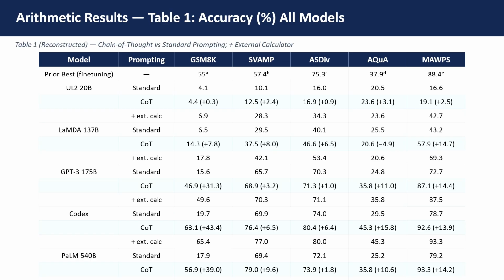Now, if we look at the arithmetic results, the accuracy of all models, then this table shows one of the strongest results in the paper. Across all models, chain of thought improves performance significantly. For example, GPT-3 15.6 to 46.9, Codex 19.7 to 63.1, and PaLM 17.9 to 56.9. And these are very large improvements. So what does this tell us? Reasoning ability is already present in the model, but it is not activated by standard prompting. So chain of thought acts as a trigger for that ability.